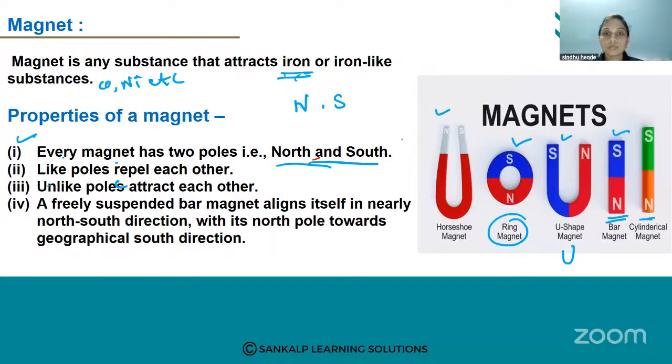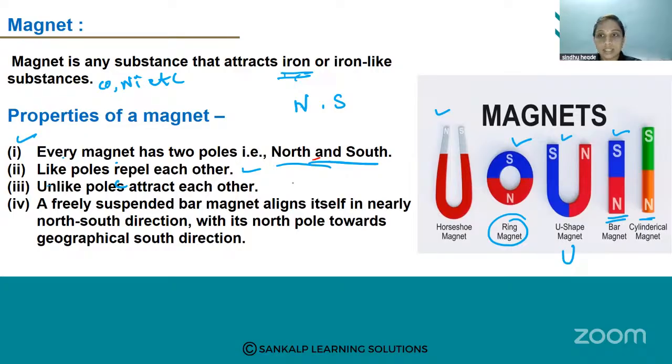Okay. That is the first property. Every magnet has two poles. Those two poles are north and south poles. This is the first property of a magnet. Let us move to the second one.